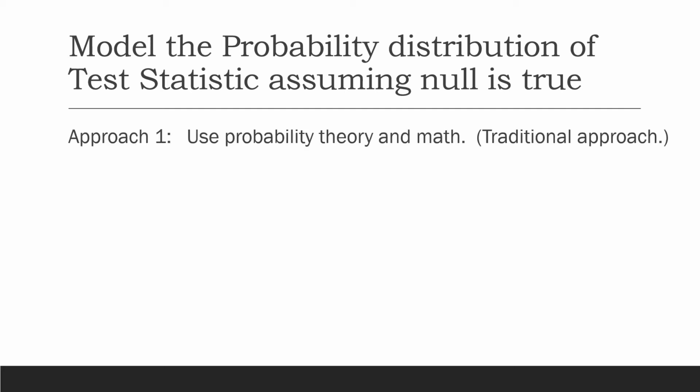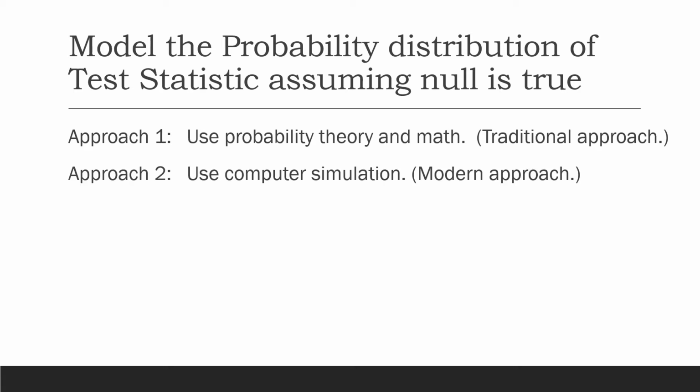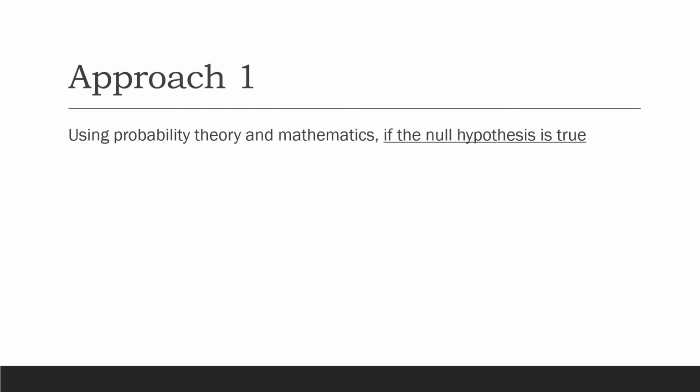There are two different approaches we could use to do this. One is to use probability theory in math. This is the sort of traditional approach. The other approach, approach 2, is to use computer simulations. This is a more modern approach. It wasn't available before there were computers that were fast enough to do this kind of thing, but now it's becoming more and more popular way of modeling probability distributions for our test statistics. So we'll apply these approaches to our situation.